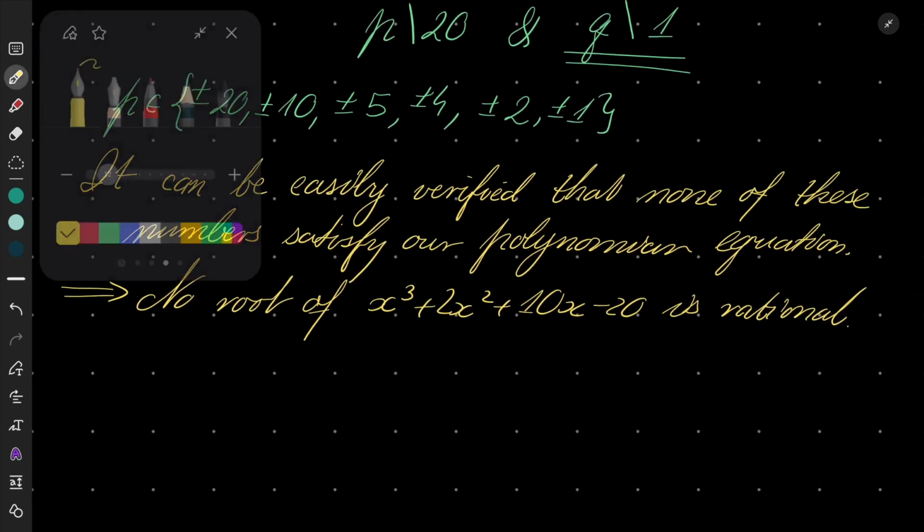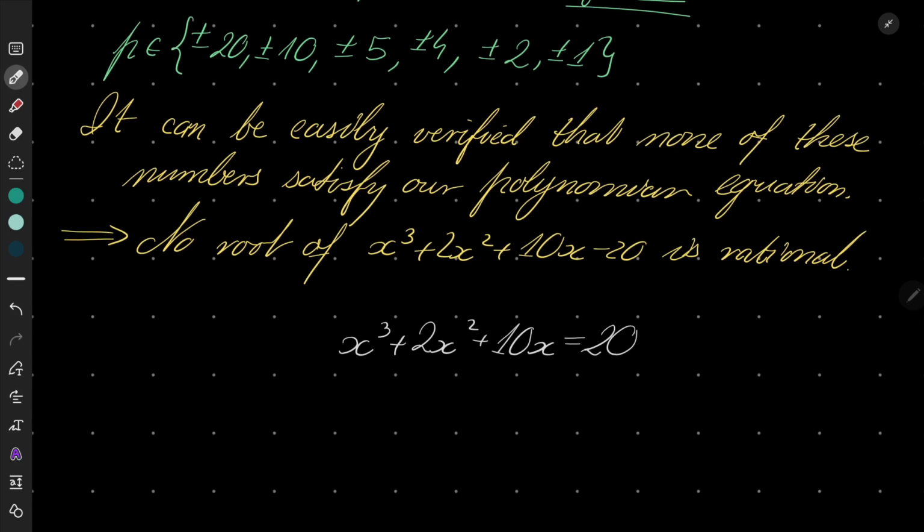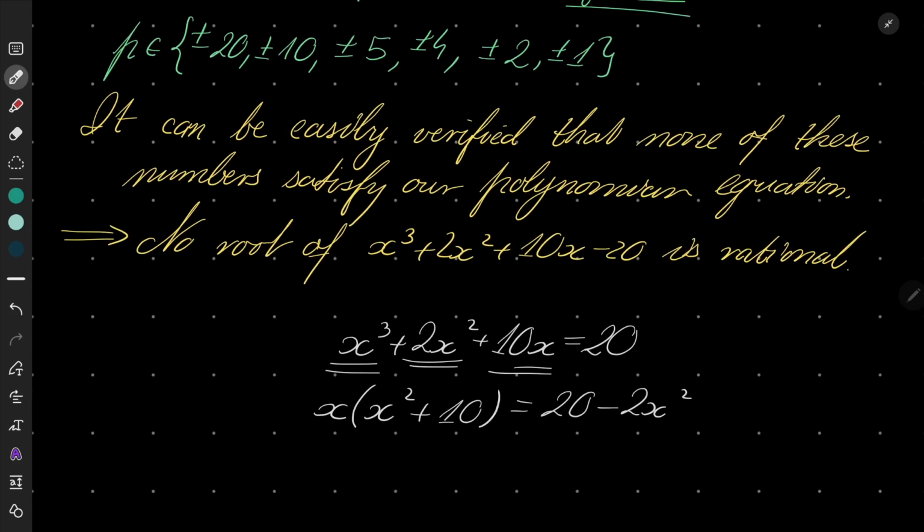What about x squared? Well, we can now take our equation once again, x cubed plus 2x squared plus 10x equals 20. And let's do the following. Let's put minus 2x squared on the right hand side, and let's take x before these two terms. And we get x times x squared plus 10 equals 20 minus 2x squared. And now let's simply divide by this parenthesis.